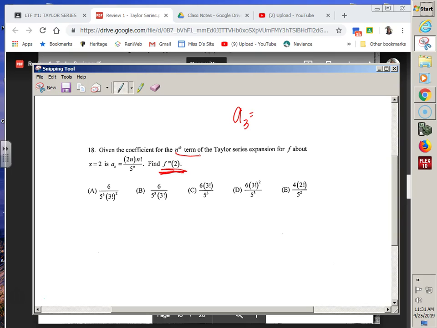Sorry, I'm just pausing. Because the nth term: first term, second term, third term. The first term would be the 0th derivative, right? The second term would be the first derivative. The third term would be the second derivative. The fourth term would be the third derivative.